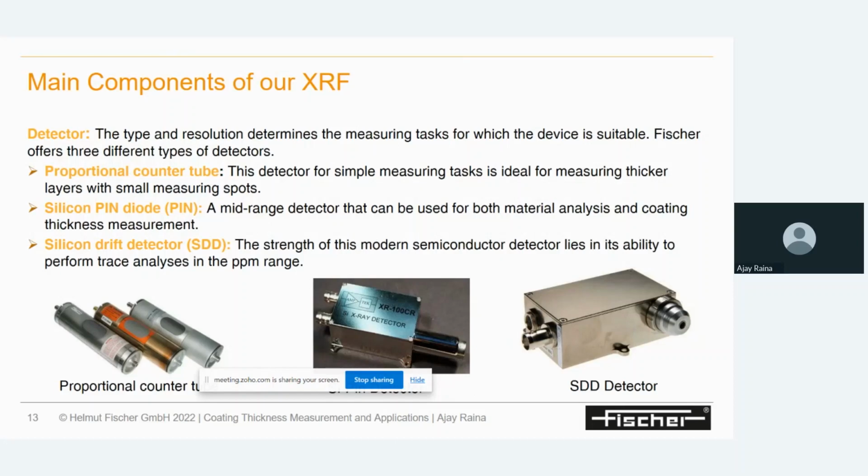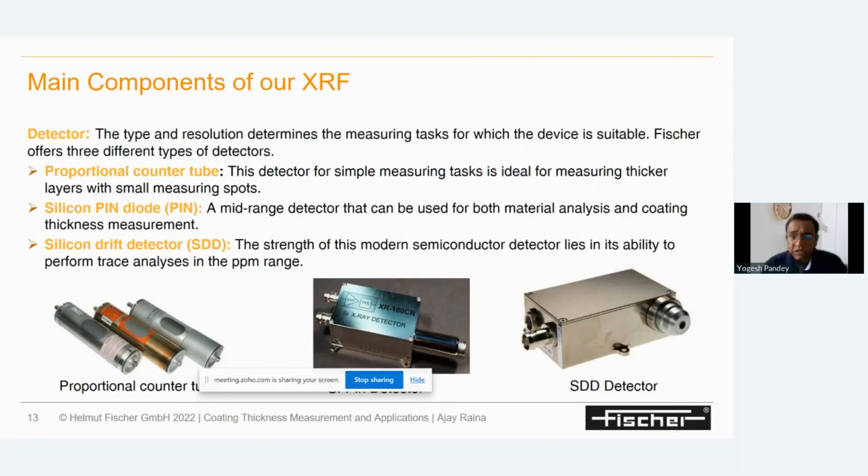Then in case you have more complicated applications, we can provide you the silicon PIN type of detector, which can do material testing and coating thickness as well. Then the highest, top-end model has the silicon drift detector, a modern semiconductor type of detector, which has more performance for lighter elements as well. So the Fischer family provides all types of coating applications, where we can have a proportional counter tube, a silicon PIN detector, and an SDD type of detector.